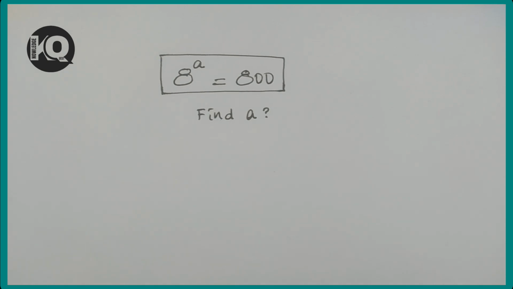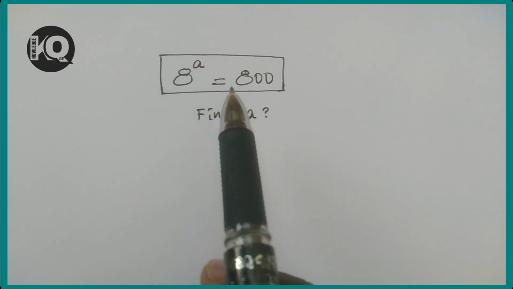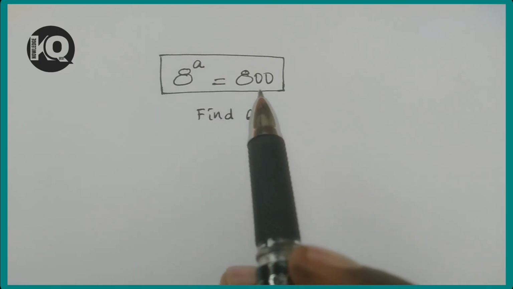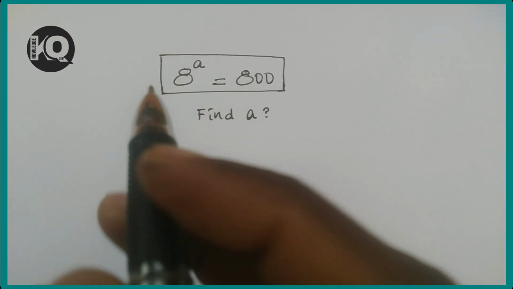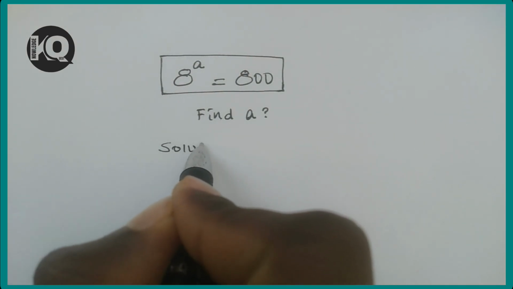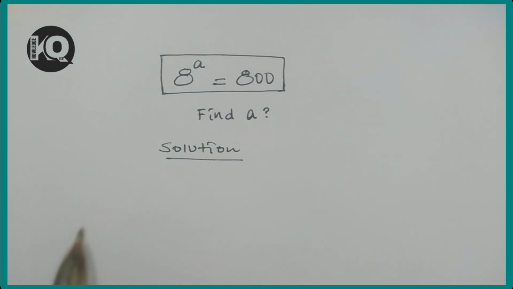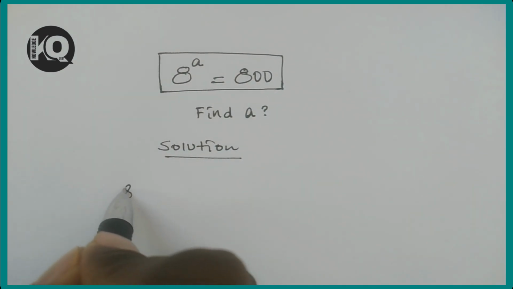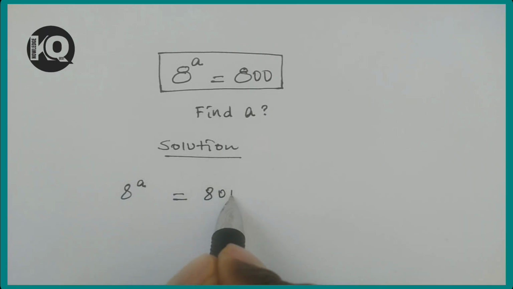Hello, you are welcome to solve this math problem, which is 8 to the power of a equals 800. Find the value of a from this equation. So let's go to the solution. First, let's record the problem, which is 8 to the power of a is equal to 800.